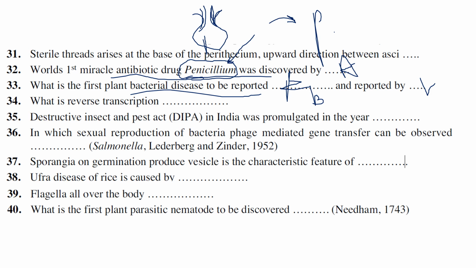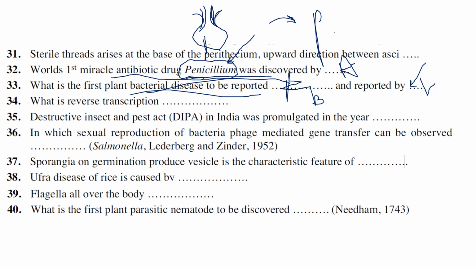In 1882 he came with the proof that plant diseases are caused by pathogenic bacteria, and he reported the first plant bacterial disease, fire blight of pear and apple, caused by Erwinia amylovora. That's why he is considered the founder of plant bacteriology, because he discovered the first plant bacterial disease. So the answer is 1882. If I'm wrong, please let me know with proof. I believe it's 1882.